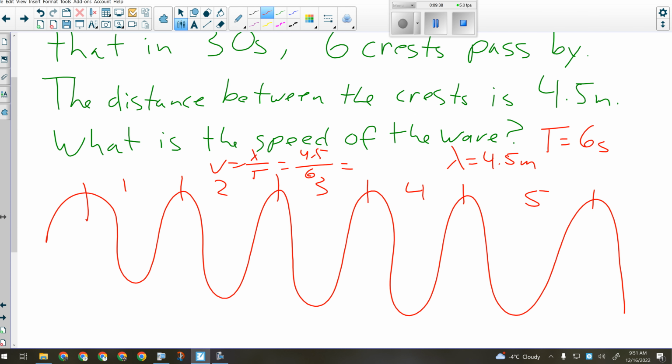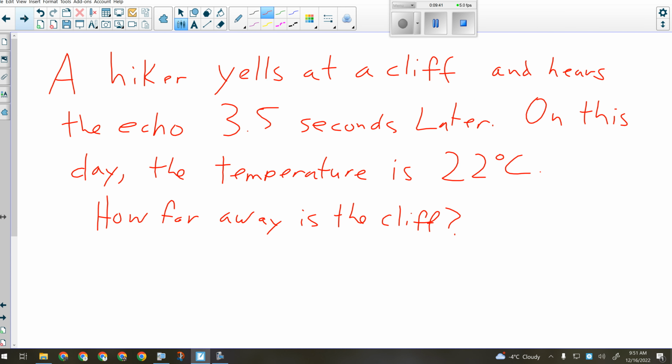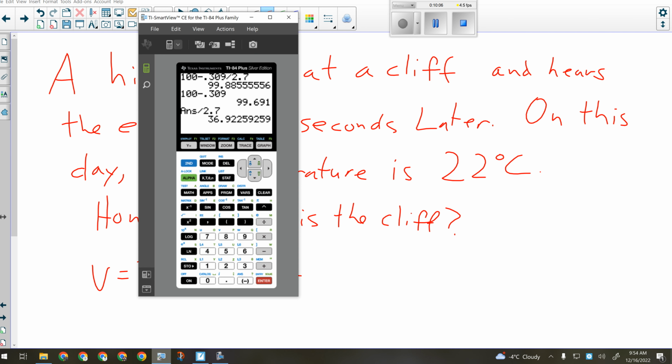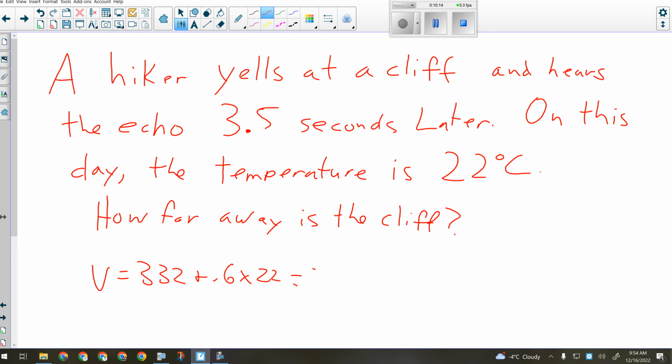Can I move on to the next one? Write this one down and try it. Spoiler alert, it also has a trick. First thing I have to do in this question is use that formula I just showed you that calculates the speed of sound in air at various temperatures. So 332 plus 0.6 times 22 degrees is going to give me the speed of sound there. 332 plus 0.6 times 22 is 345.2 meters per second.